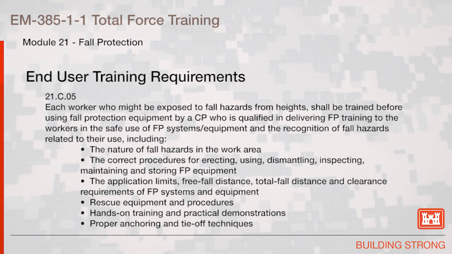End user training requirements. Each worker who might be exposed to fall hazards from heights shall be trained before using fall protection equipment by a competent person who is qualified in delivering fall protection training to the workers in the safe use of fall protection systems and equipment and the recognition of fall hazards related to their use, including the nature of fall hazards in the work area, the correct procedures for erecting, using, dismantling, inspecting, maintaining, and storing fall protection equipment, the application limits, free fall distances, total fall distance, and clearance requirements of fall protection systems and equipment, rescue equipment and procedures, hands-on training and practical demonstrations, proper anchoring and tie-off techniques, and all applicable requirements from this section.